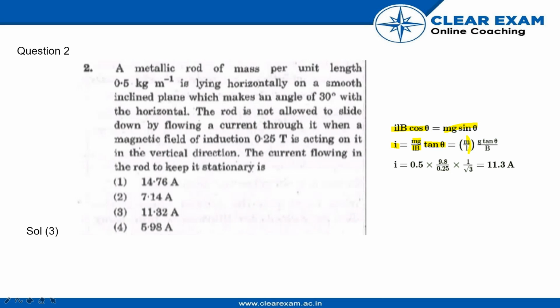Now m by L is the mass per unit length, which is given in the question as 0.5. The value of g is 9.8 and the value of B is 0.25, into tan of 30 degrees, which is 1 by root 3. So on calculation we get 11.3 amperes. Therefore, option number 3 is the correct answer.